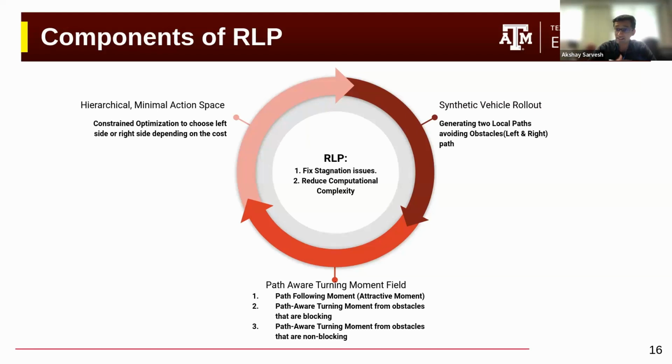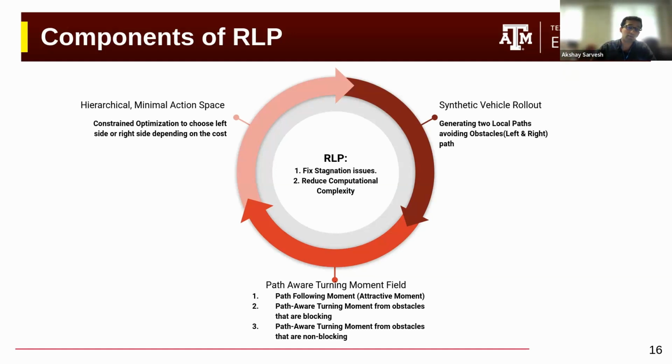And then we also have a synthetic vehicle rollout. Synthetic vehicle rollout is something like simulating your vehicle forward in time. You would try to simulate the vehicle forward in time by assuming some dynamics of the vehicle, and then you figure out if that path intersects with an obstacle. If not, you would perform reshaping. I will get to that as well.